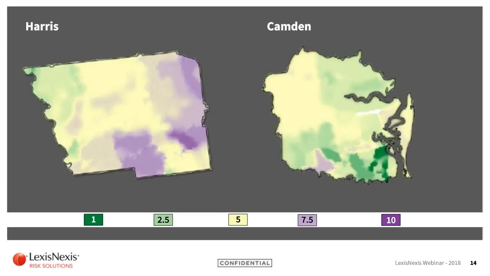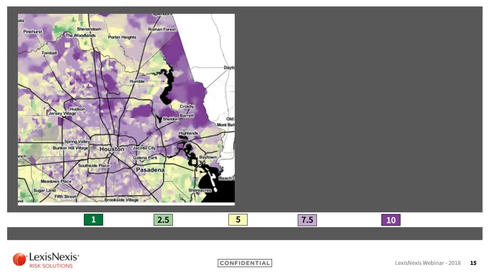Let's look at the next example, which is the Houston area. This is a map of the Houston area. As before, your purple areas are your significantly higher risk areas. Your yellow areas are your average areas, and your green areas are below average risk. You see a large purple swath around the northeast border of this map.